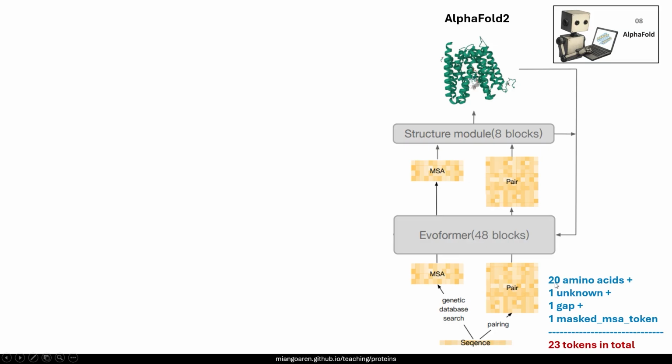23 tokens. 20 tokens are associated with proteinogenic amino acids. A token is used to indicate those for which we do not know which residue it corresponds to. Another token is used to model the gaps in the alignment. And another token is a special token to indicate which residue is going to be masked, so that we can learn to predict precisely what atomic position would correspond to it.